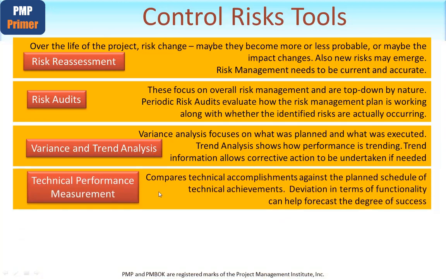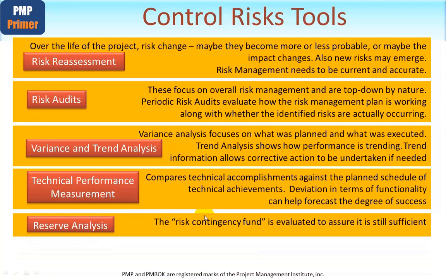Technical performance measurement. As its name suggests, this looks at the technical or functional parts of the project and reviews technical accomplishments, for example products that have met their acceptance criteria, against the planned schedule of technical achievements. In other words, are we where we plan to be? And if not, determine again by root cause why not, and what are we going to do about it to bring it back on track. As it says here, looking at the deviation in terms of functionality or products can help forecast the degree of success the project is achieving at this point in time and give the project manager an opportunity to actually refine and hone that to bring the project back on track if indeed the variances don't look good.